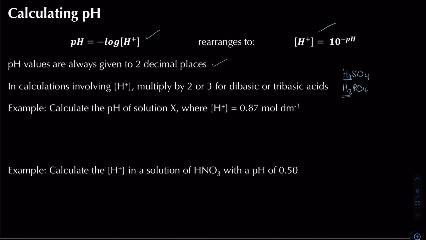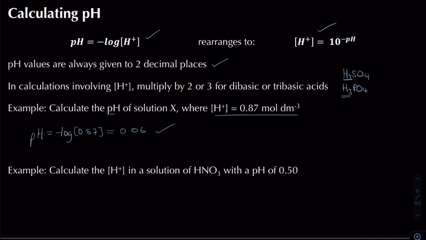So let's start off with the first one. Calculate the pH of a solution X where the concentration of H plus is equal to 0.87 moles per decimeter cubed. So when we're calculating pH, all we do is minus log of the concentration of the H plus, which in this case is 0.87, and then we put that in our calculator, and what we end up with is a value for pH, to 2 decimal places, of 0.06 itself, right?